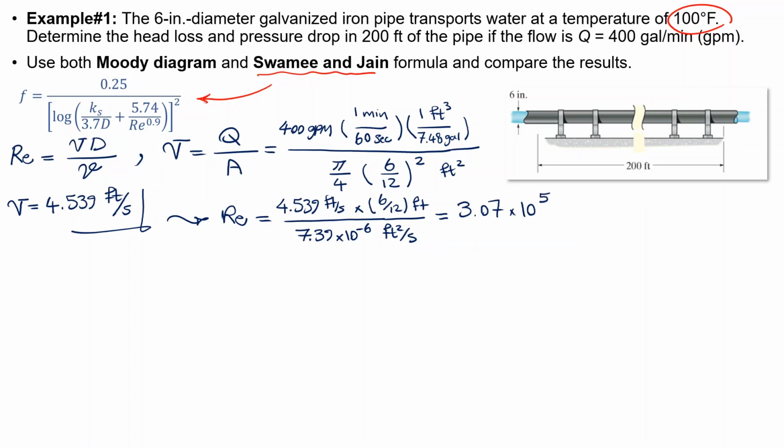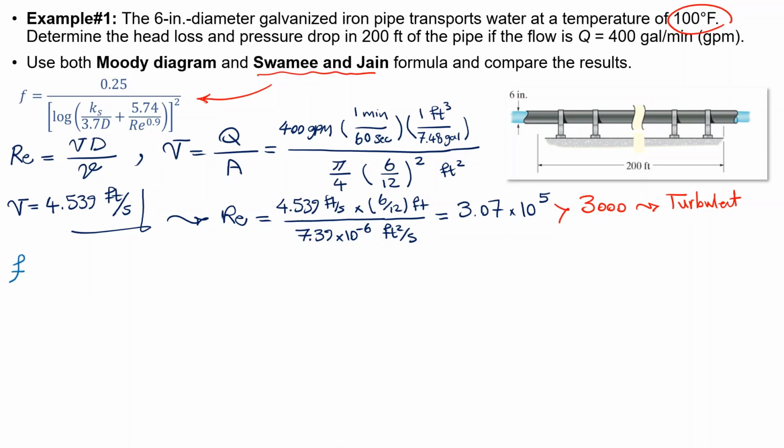Now, if you notice, this value is larger than 3,000, and as a result, our flow is turbulent. Perfect. So now we know that the flow is turbulent. What we are going to do is to calculate F, or friction factor, for turbulent flow. What I'm going to do is use Swamy and Jain formula on this slide, and then on the next slide I will use Moody diagram. So let's use Swamy and Jain formula over here.